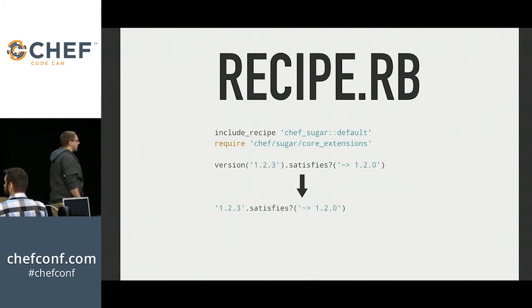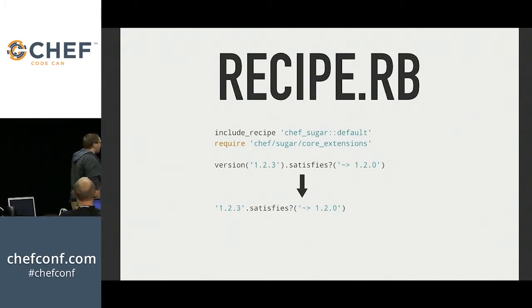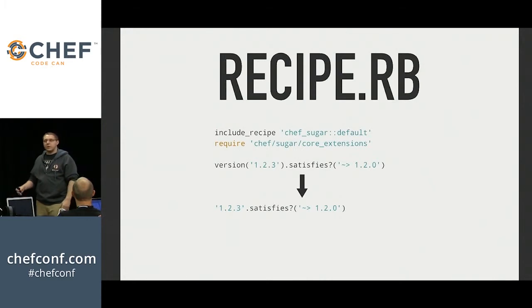I can just call satisfies directly on a string object. Or given an array of constraints, I can call .satisfied_by on that array of constraints. And again, these aren't included by default because you may already have a satisfies method on your string, and I don't want to stomp on your toes. So you have the ability to choose on core extensions.